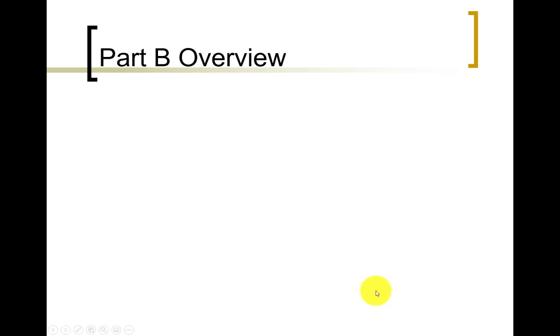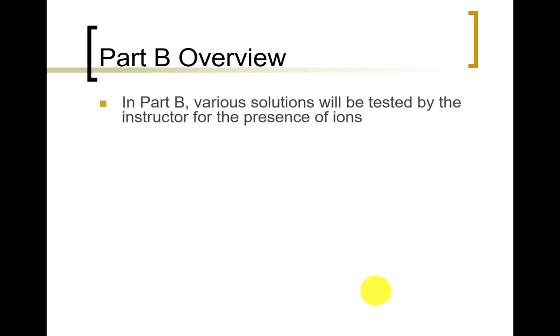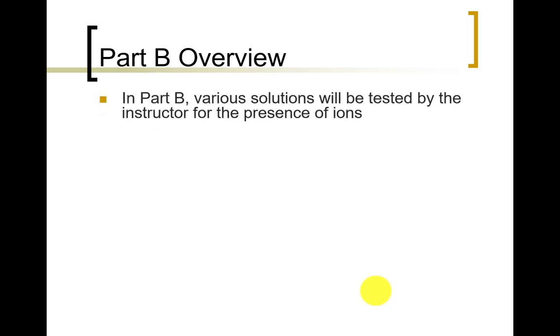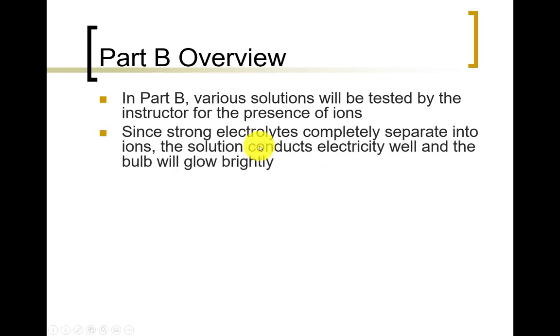So, an overview of what you're going to see in Part B. We're going to test various solutions, and we're going to look for ions using an electric bulb apparatus. Strong electrolytes, as we said, completely separate into ions. So with strong electrolytes, we'll expect to see a bright light bulb, telling us that this solution contains a lot of ions and it's a strong electrolyte.